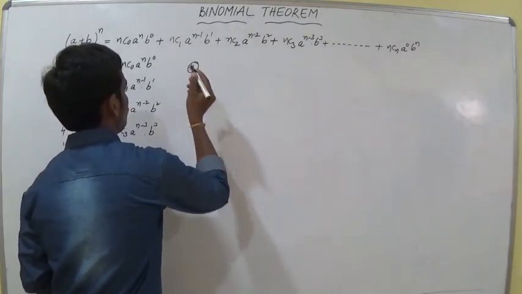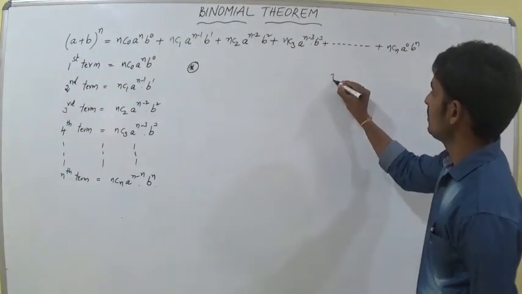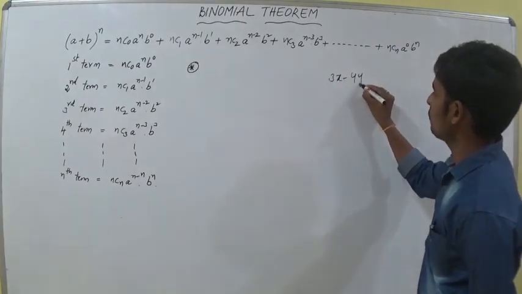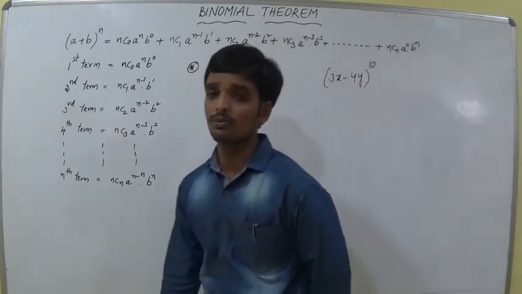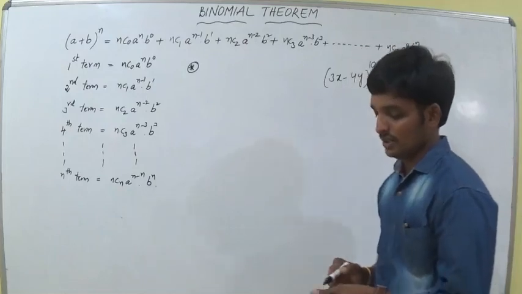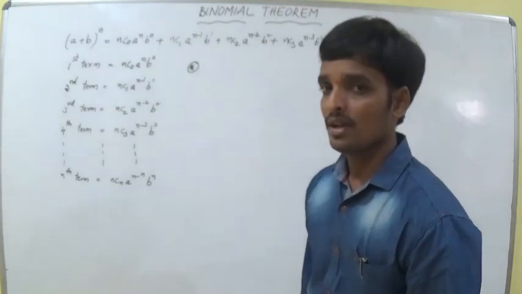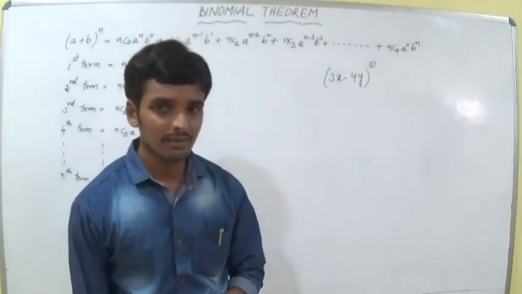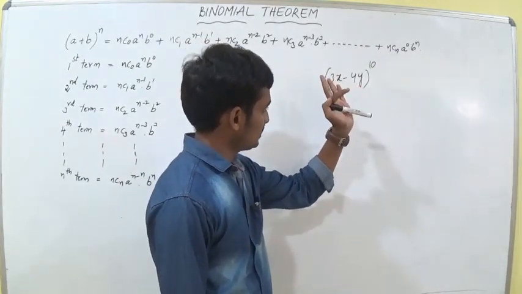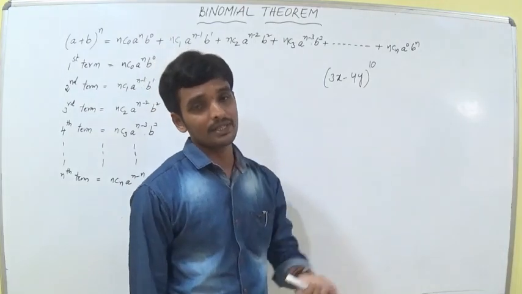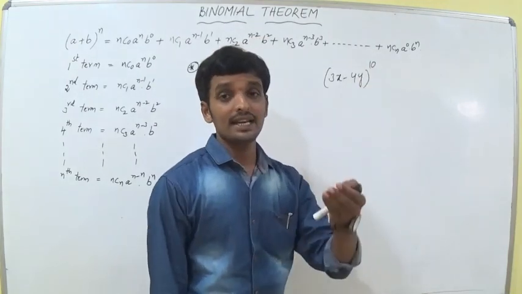For example, one question I am asking you: can you answer? 3x minus 4y whole to the power of 10. In the expansion of this, how many terms does it have? Absolutely 11. Why? Because the n value is 10, and the binomial expansion has one more term than the degree. That means it has 11 terms.